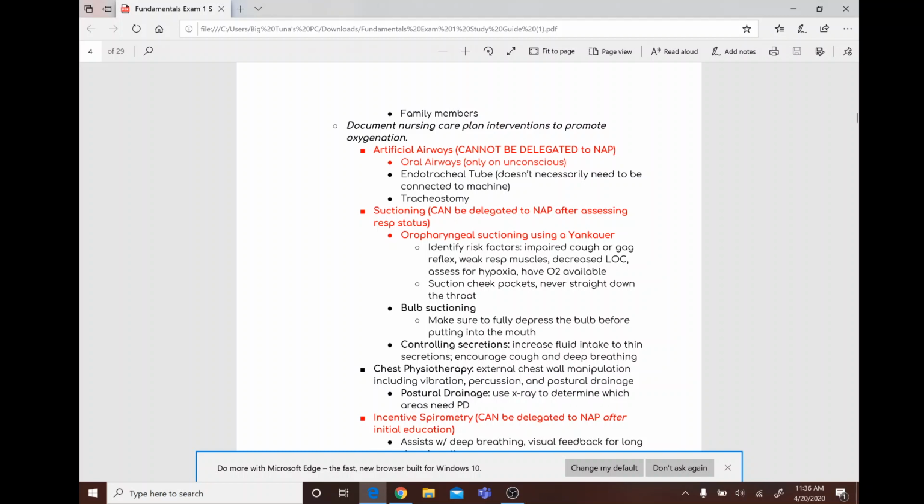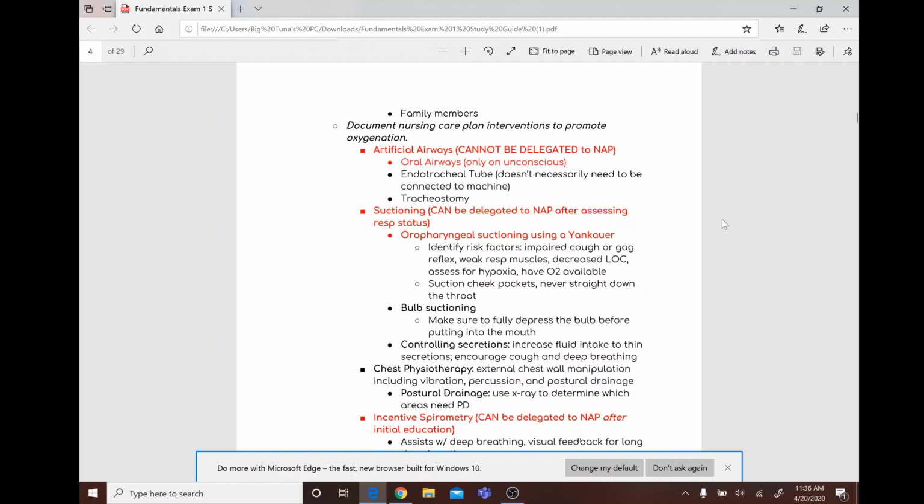Can you delegate artificial airways? No. What are the 3 types of artificial airways? Oral airways, unconscious patients only. An ET tube, you may need a machine, and a tracheostomy. Can you delegate suctioning? Can be delegated to NAP after assessing respiratory status.